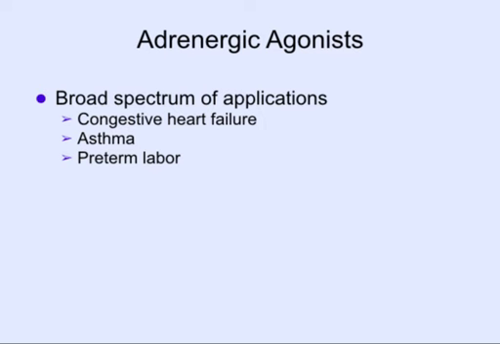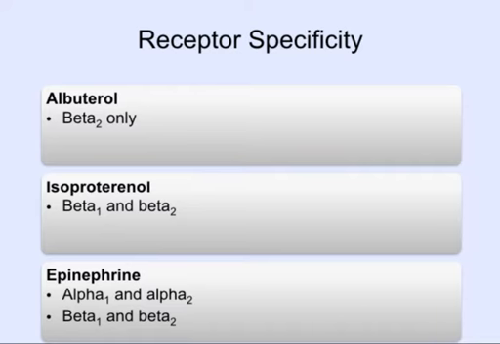So looking at adrenergic agonists, like I mentioned, there's a broad spectrum of applications. They can be used for CHF, asthma, preterm labor. Looking at specific receptors and medications: albuterol, the main receptor we're trying to target is beta 2, because that's where you get the effect on the lungs. Isoproterenol is beta 1 and beta 2. This isn't used as frequently anymore because we have better choices that are more selective to beta 2, so you're not getting all that cardiac effect from beta 1.